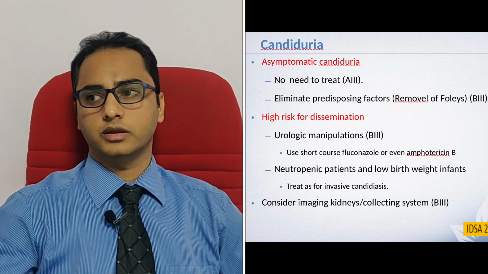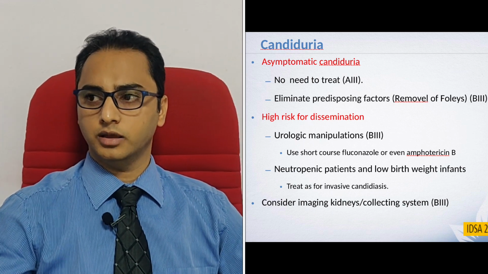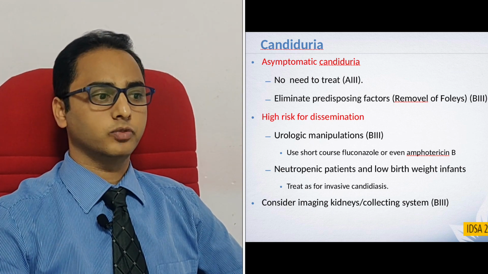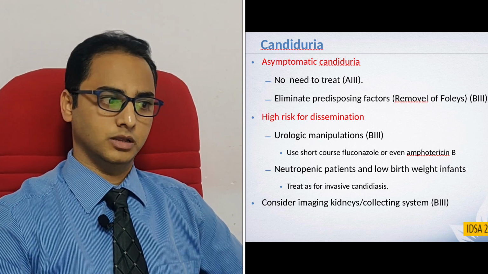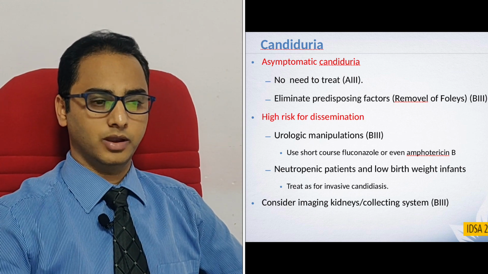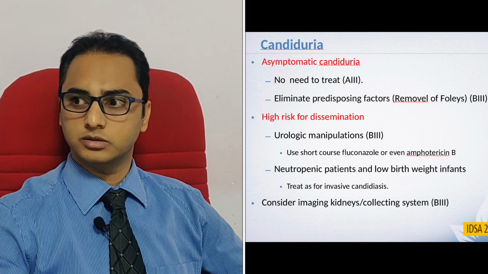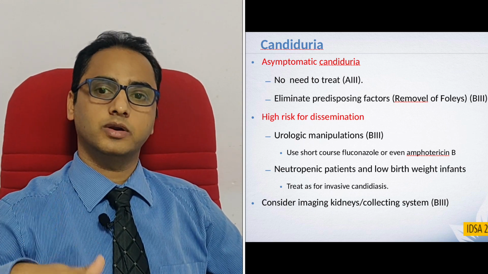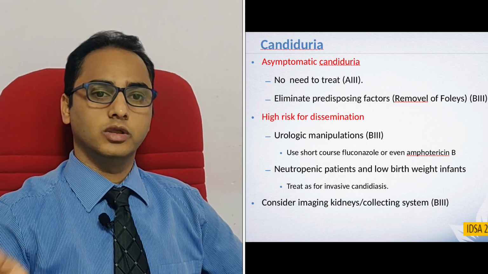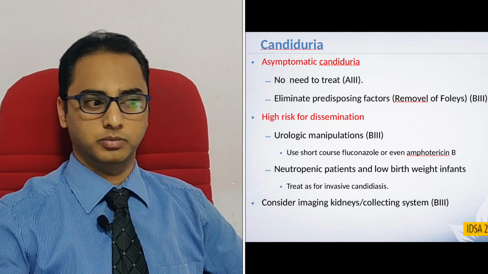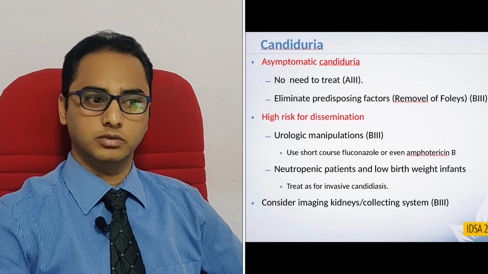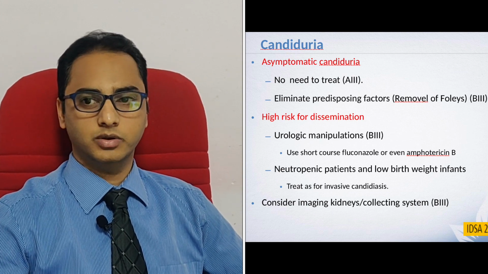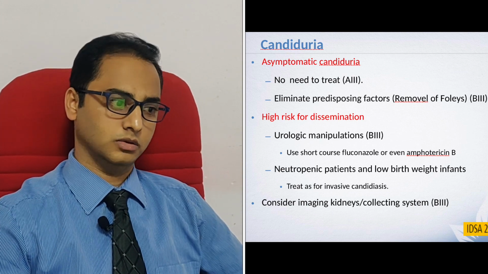So a bit on Candiduria. Many times we get Candida in the urine. What to do for that? Asymptomatic Candiduria, no need to treat. This is the IDSA recommendation. Eliminate the predisposing factor. Remove the Foley's catheter. That's more than sufficient. But if the patient has some risk factor for dissemination, if they underwent some urological manipulation or instrumentation, a short course of fluconazole is recommended. We can go for amphotericin B also.